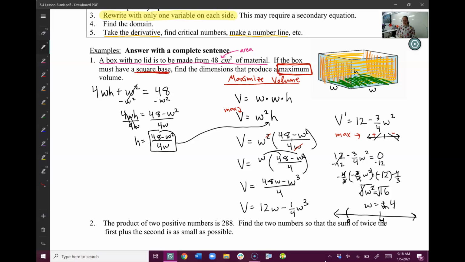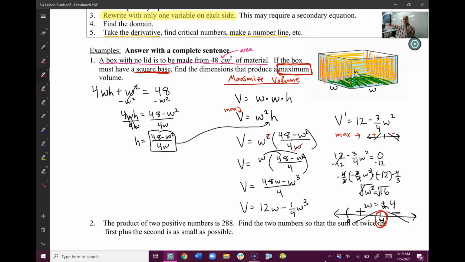Let's plug numbers in and see what we can get. So let's plug in 2. So I'm going to have 12 minus 3/4 2 squared. So 2 squared is 4. So that would be 12 minus 3, so that's a positive. And let's do 5. So 5 squared is 25, so that's 12 minus 75/4. That's a negative. So we got an increasing to a decreasing, so voila! We have just proved that 4 is indeed a maximum.